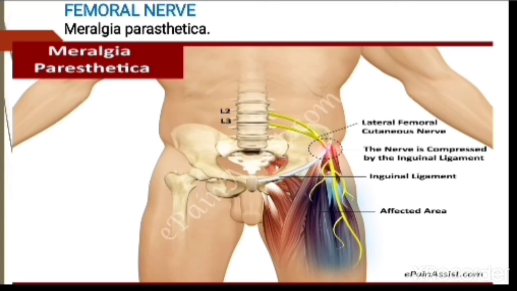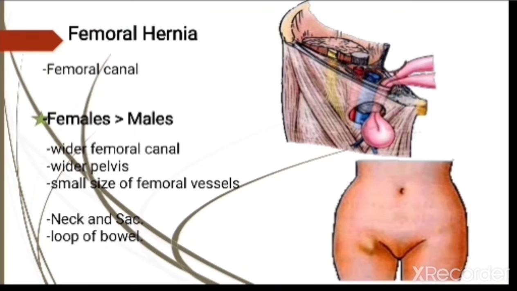In case of meralgia paresthetica, the lateral femoral cutaneous nerve is entrapped in the inguinal ligament, and this causes pain over its distribution, that is on the lateral aspect of the skin of the thigh. This condition is known as meralgia paresthetica.